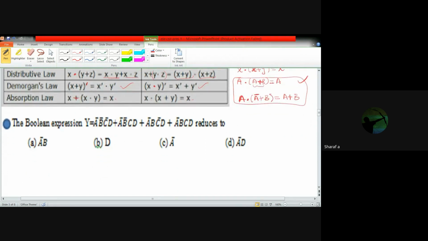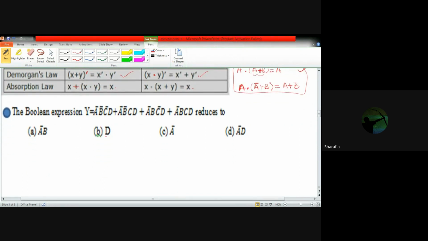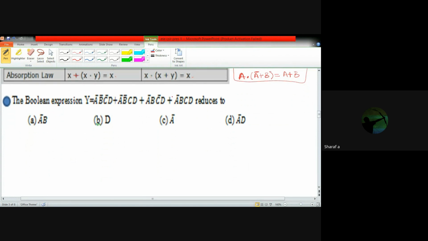Okay, let's do this example. Just consider this Boolean expression, and it reduces to what? The Boolean expression y equals A bar B bar C bar D plus A bar B bar C D plus A bar B C bar D plus A bar B C D reduces to. Just try to do this.